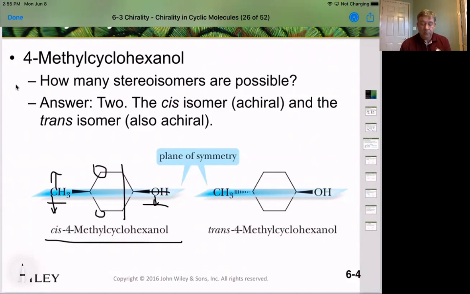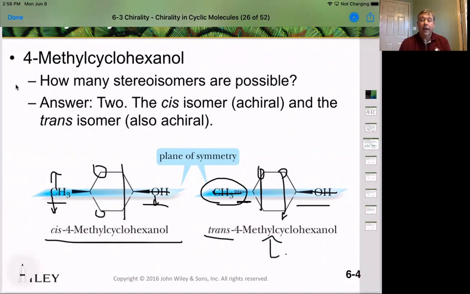If we look at the trans isomer, notice the methyl group is now on a dashed wedge, so it's behind the plane. The OH is out in front of the plane, so it's the other isomer. We can still generate that plane of symmetry cutting through the methyl group and cutting through the alcohol group, the OH group, to give us a mirror image. This side looks like that side, and half of each of these molecules is above and below. That means this compound is also meso, okay?